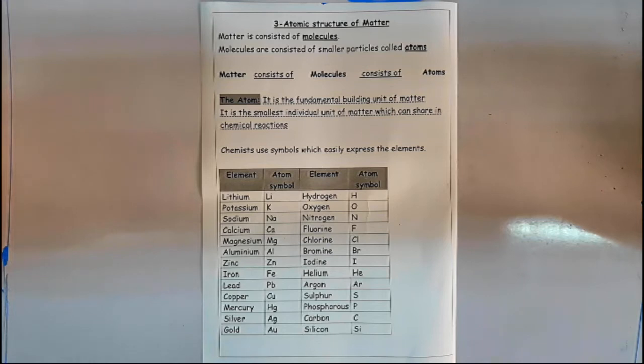Hello, my dear students. Our lesson today is about the atomic structure of matter. As we studied in the last lesson, matter consists of molecules. In our lesson today, we are going to study that molecules consist of smaller particle units which are called atoms. What is the difference between molecules and atoms? Matter consists of molecules and molecules consist of atoms.